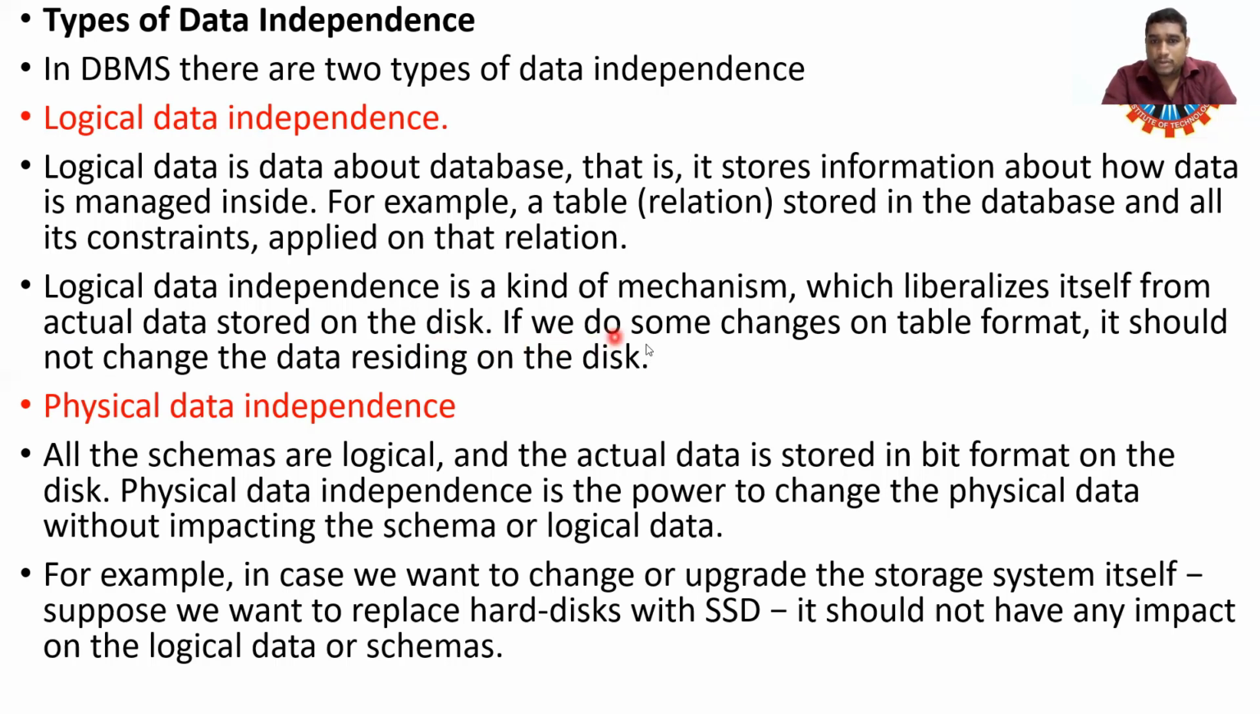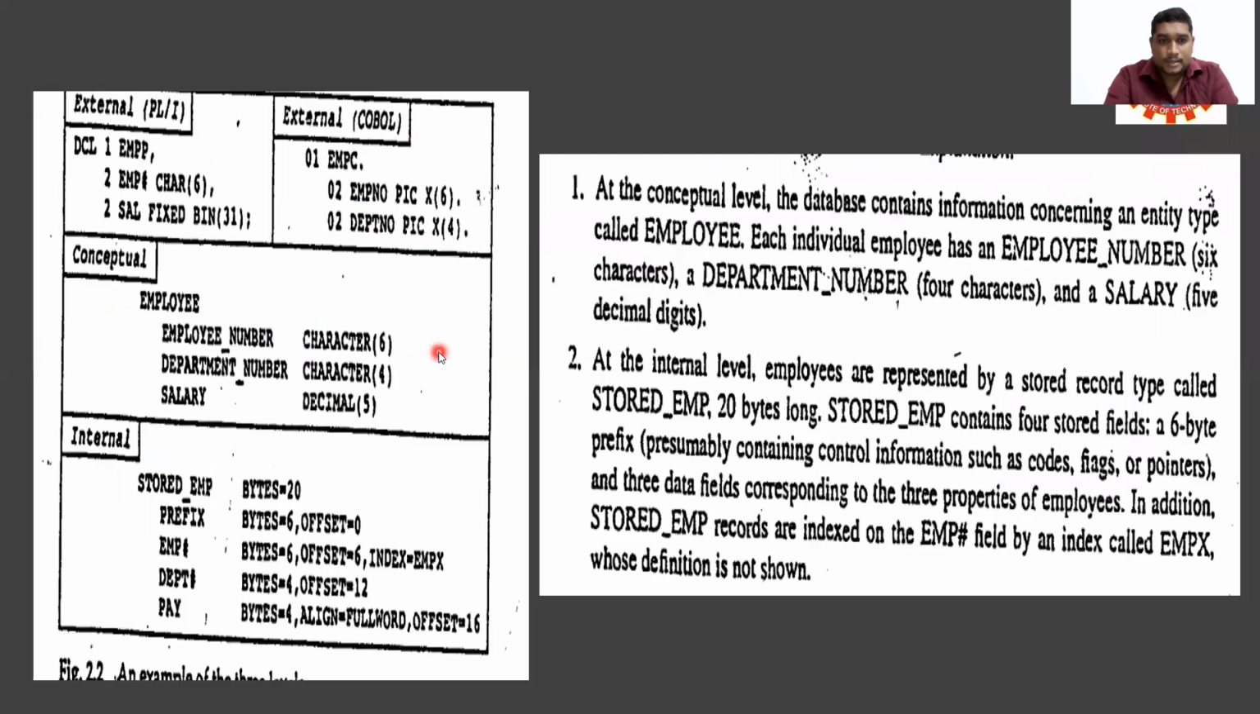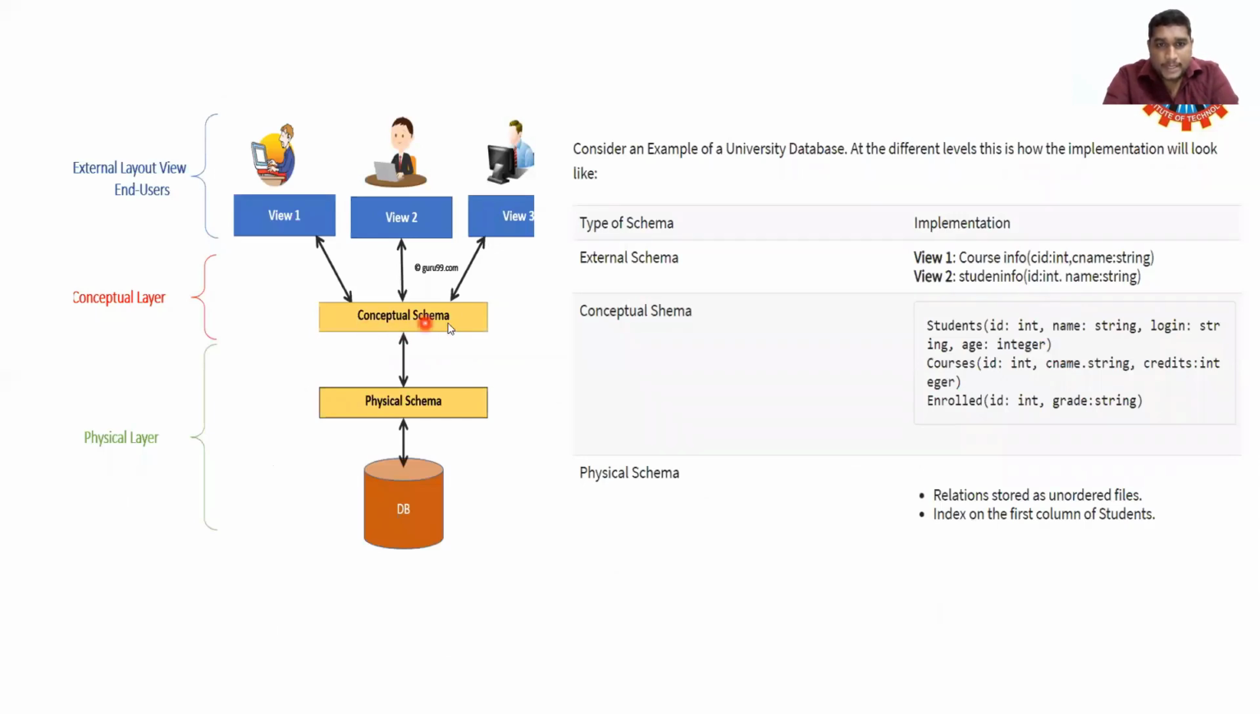And logical data independence is a kind of mechanism which liberalizes itself from the actual data stored on the disk. So if we do some changes on the table format, it should not change the data residing on the disk, right? This is important here. In the conceptual schema, the data is in the form of tables. The physical schema is in the form of a data dictionary. Okay, when we are changing the table content data, whatever content is available in the physical schema as a data dictionary, it should not affect it.